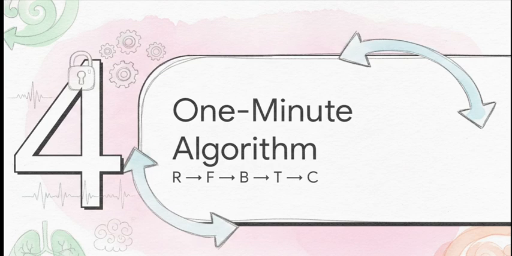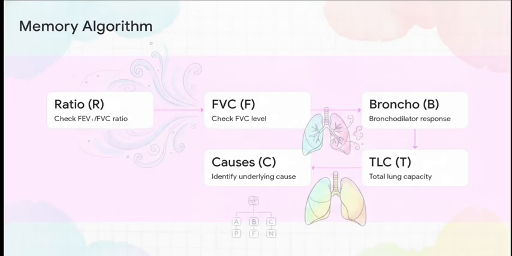Let's bring it home with section 4, the 1-minute memory algorithm. R, F, B, T, C. I want you to recite this 5-step sequence with a deliberate rhythm so it really drills into your head. R, F, B, T, C. This little sequence will systematically walk you through any result you encounter.